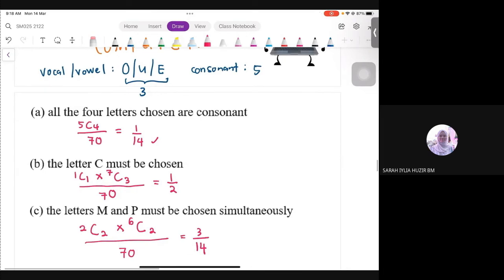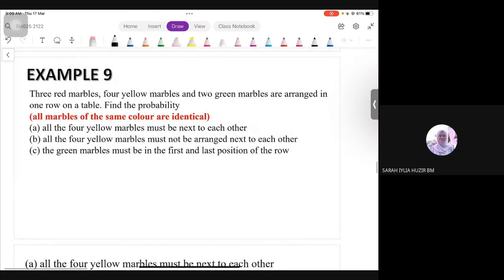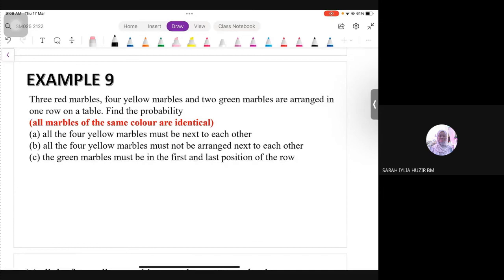Okay, ini dah settle. Kita masuk next example yang involving permutation. Arrangement is important. Okay, so we have 3 red marbles, 4 yellow marbles, 2 green marbles. Okay, means now all together we would have 9. Okay, arrange in one row. That's the keyword. Arrangement is important in this case, so we have to use permutation, NPR.